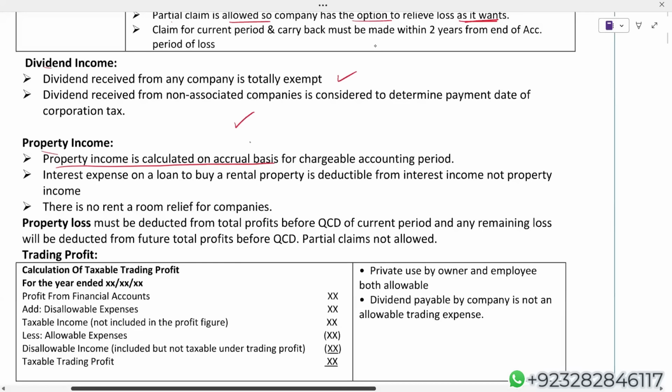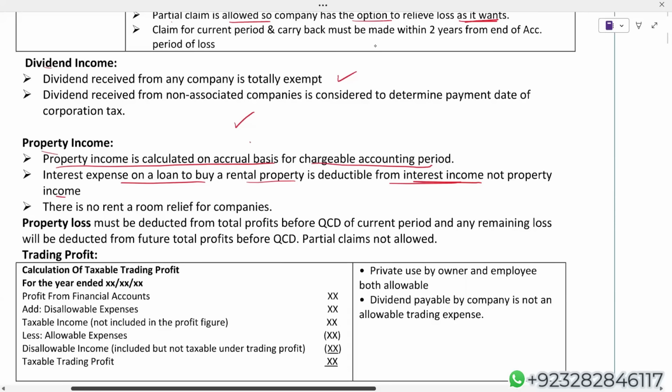For a chargeable accounting period, interest expense on a loan to buy a rental property is deducted from interest income, not property income. So we have already discussed, if your company has taken a loan to buy a property and let's say you have given that property on rent, whatever interest you are paying on that loan, you will not be deducting that interest from the property income. You will be deducting interest on that loan against the interest income.